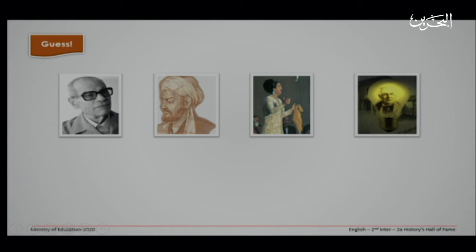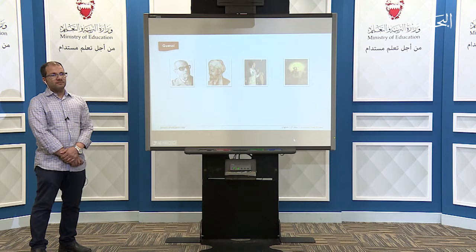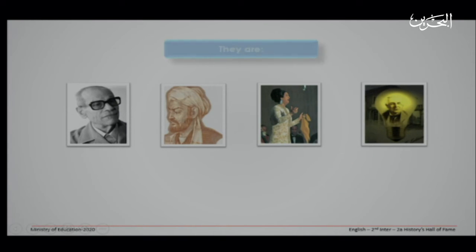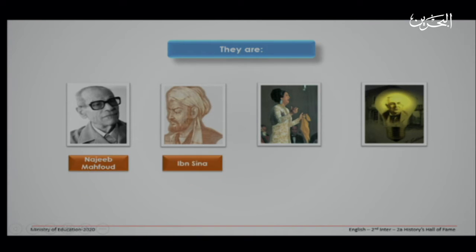Can you guess who these people are? Well done. Let's look at their identities. The first person is Naguib Mahfouz. The second one is Ibn Sina. The third one is Om Kulthum. And the last one is Thomas Edison.